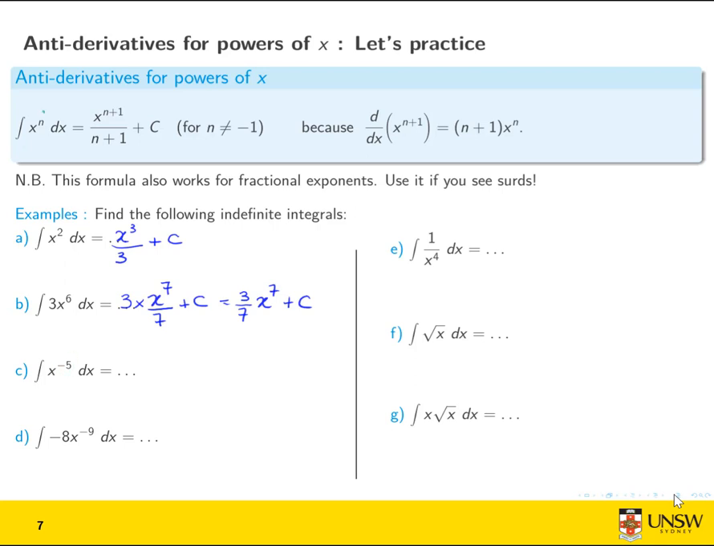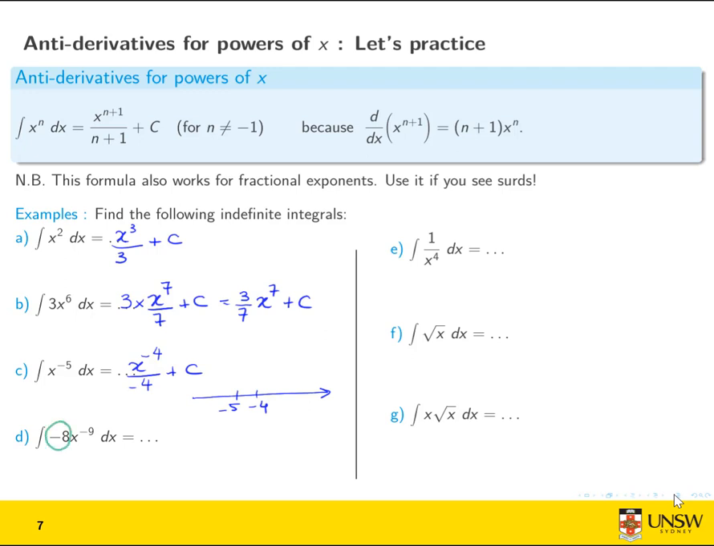It's exactly the formula above with n equal to negative 5. The formula says increase the exponent by 1, divide by the same exponent, and add c. Yes, increasing by 1 means moving 1 unit to the right, so you get negative 4, not negative 6.